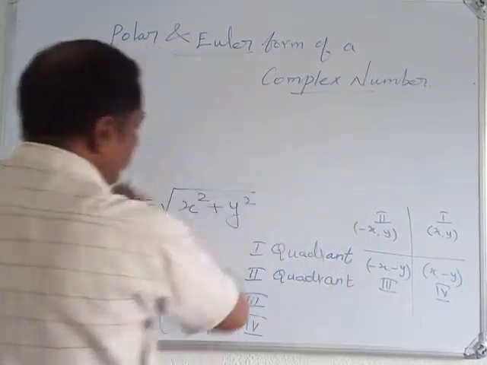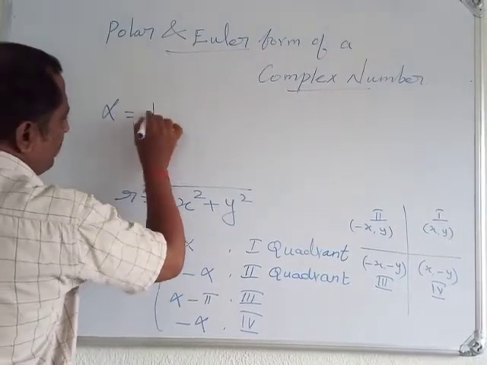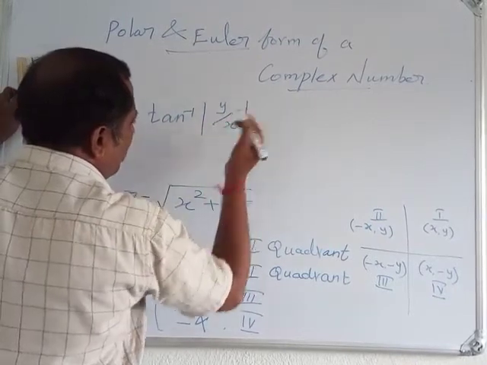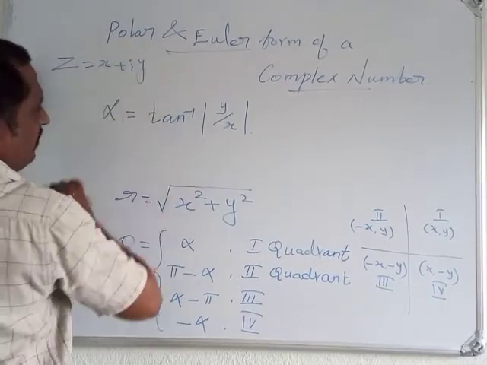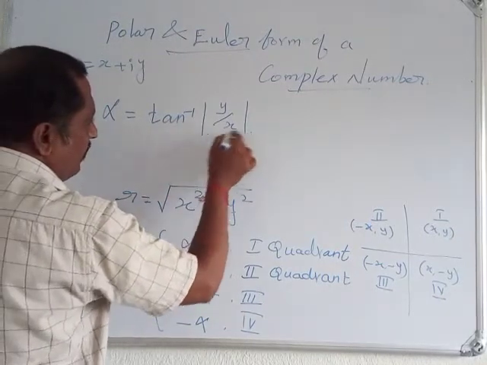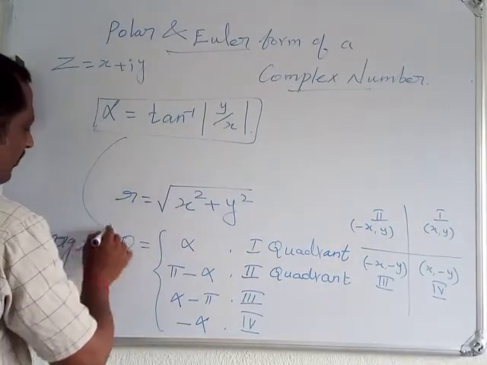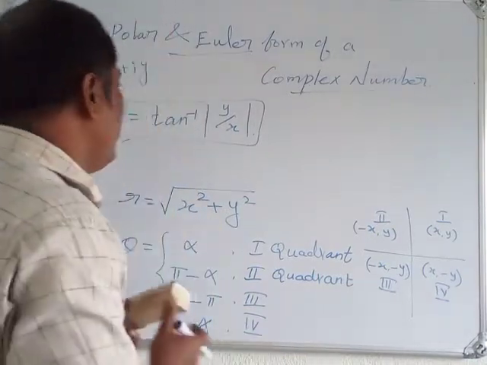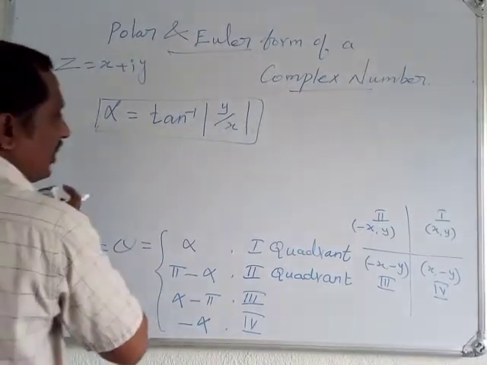Right sir? So how to find the alpha value, sir? Alpha is equal to tan inverse of modulus of imaginary part divided by real part. Because we know z is equal to x plus iy, alpha is equal to tan inverse of modulus of y by x. Using this formula, find alpha, and then you have to find the argument of the given complex number. Argument means theta. This theta value lies between minus pi to plus pi. This is called principal argument.